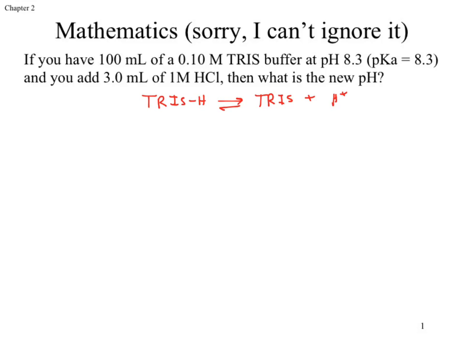So if we assume we're at 0.1 molar tris to start with, which is a bit of a stretch, but if we assume that, what's the tris H concentration? If pH is equal to pKa, then it's going to be the same. Okay, we're at the half equivalence point. The pH equals the pKa.